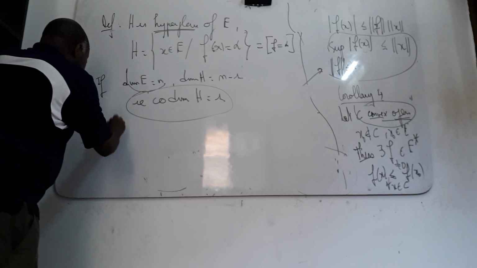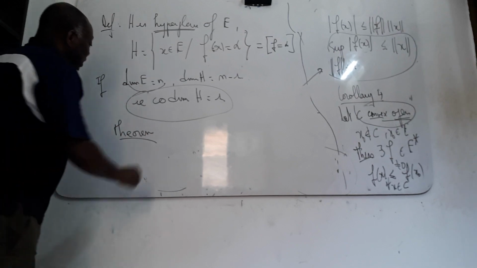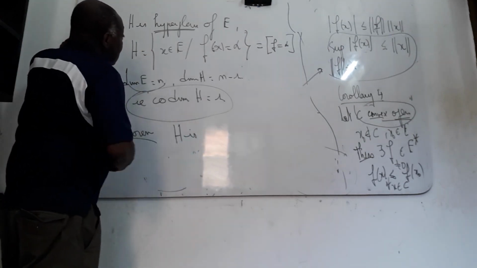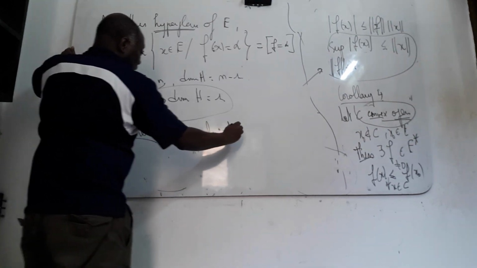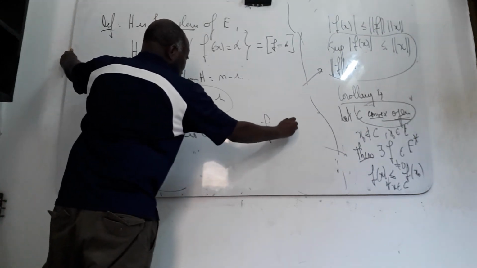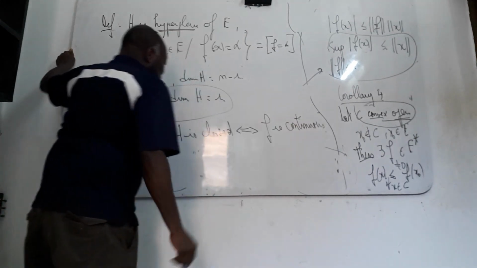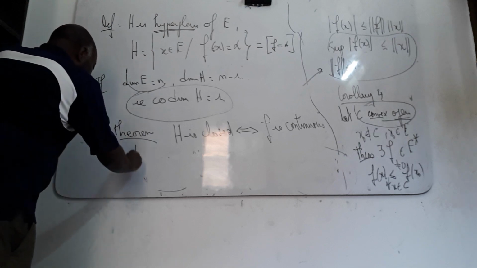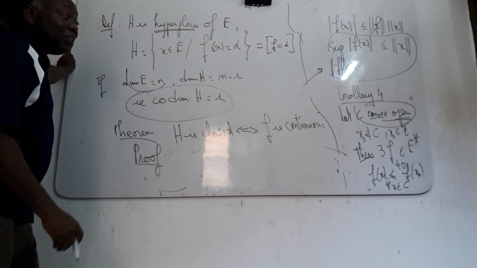And then you have this proposition, which is very important to say that the hyperplane H here is closed if and only if f is continuous. If this is closed, then f is continuous. So the proof is also trivial.